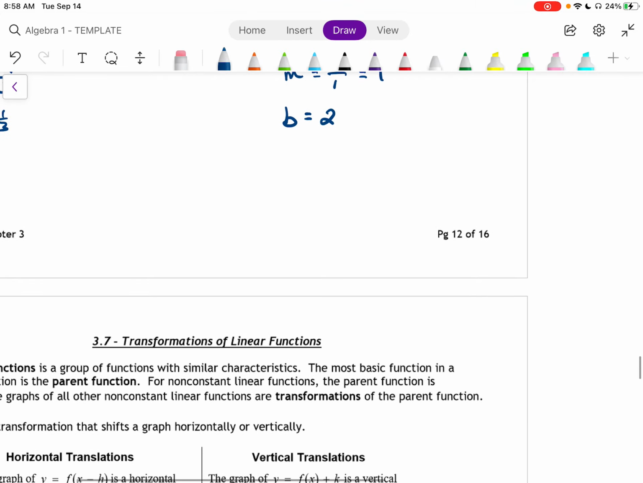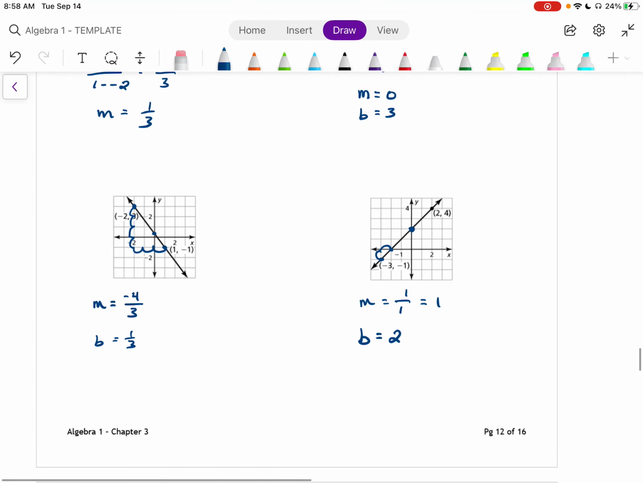All right, and next up, oh, that is it. All right, that is slope and y-intercept.